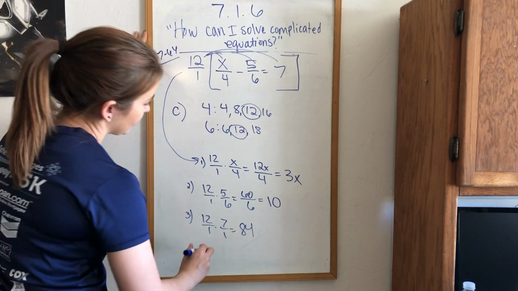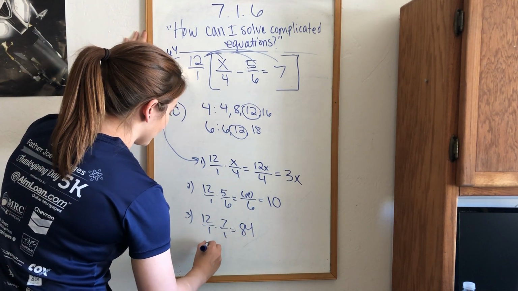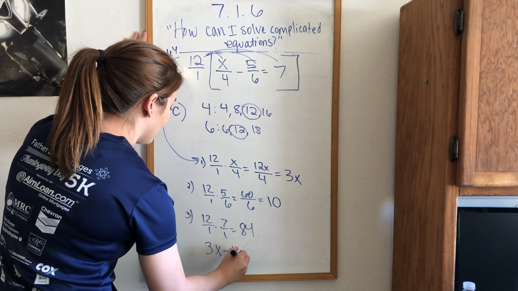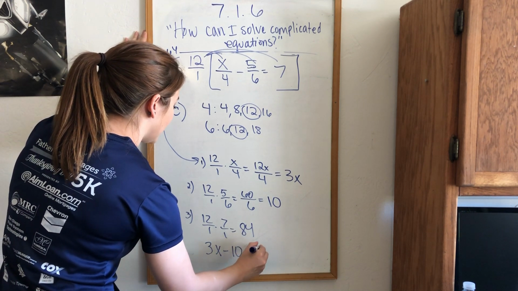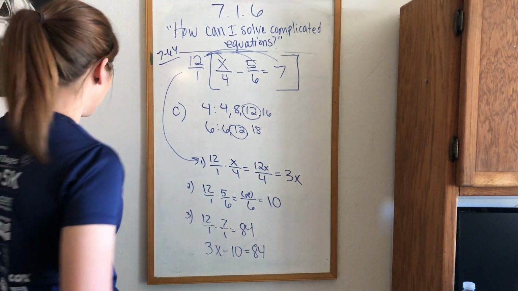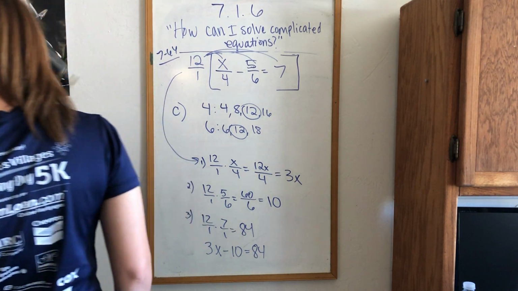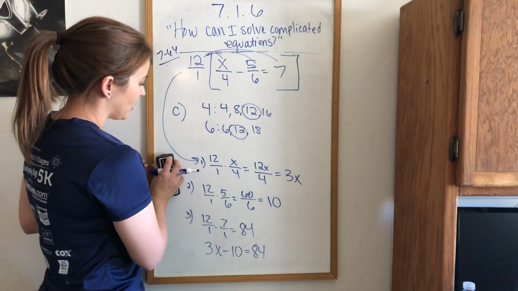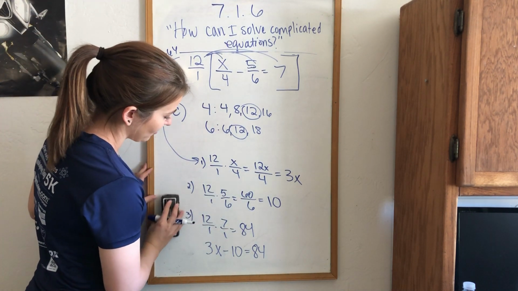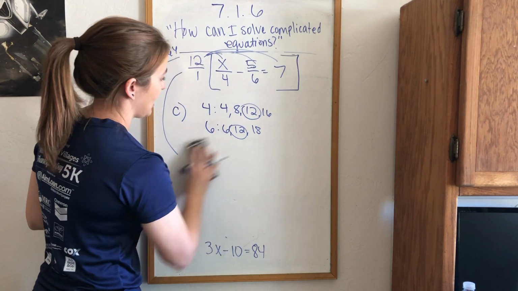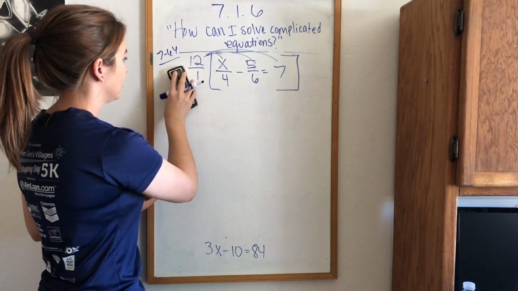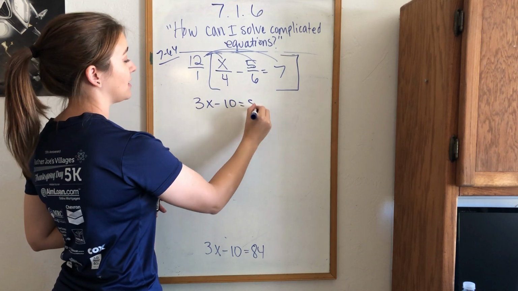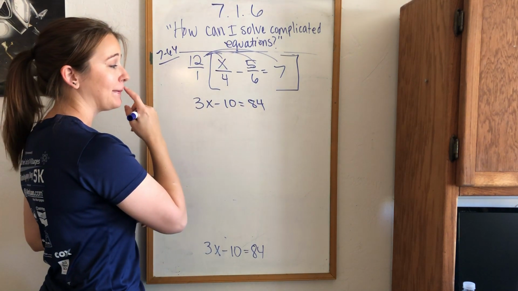So now let's put it all together back in our equation. We start with 3x minus 10 equals 84. Much easier problem to solve because there's no fractions anymore. Okay, so now I'm going to erase this work and we're going to solve that 3x minus 10 equals 84 up here, and see if we get the same thing that we got in the last problem.